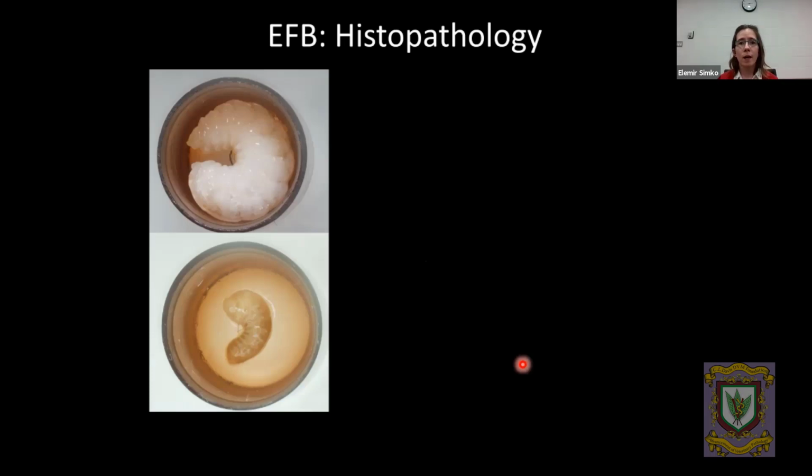As you'll learn later, we are able to reproduce European foulbrood disease in the laboratory. And these pictures here show an example of our experimental infection. On top, we have a healthy control larva, and on the bottom, we have an age-matched infected larva, which has been experimentally inoculated with Melissococcus plutonius.